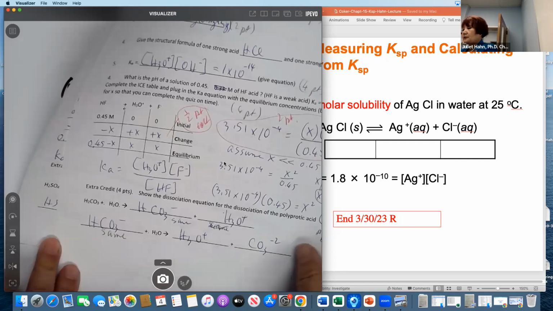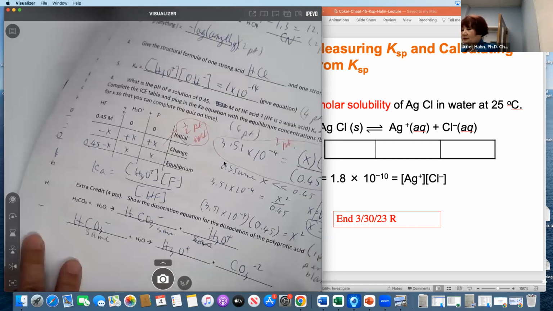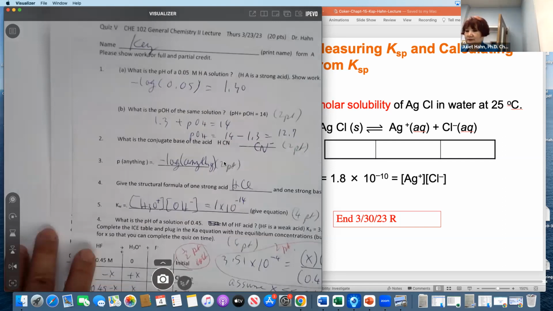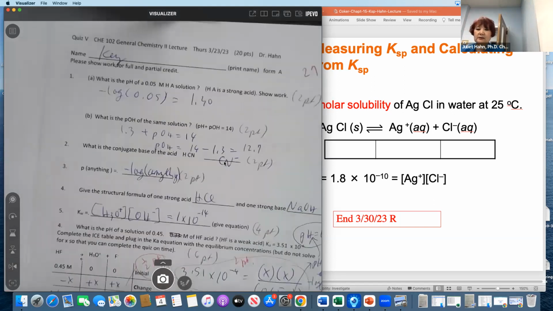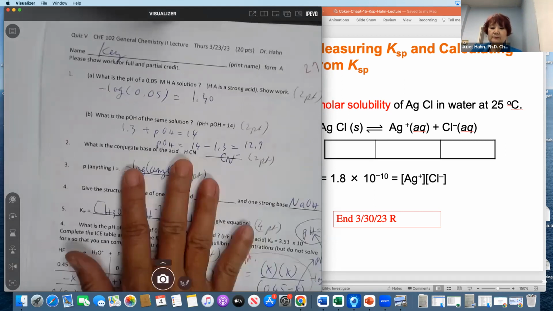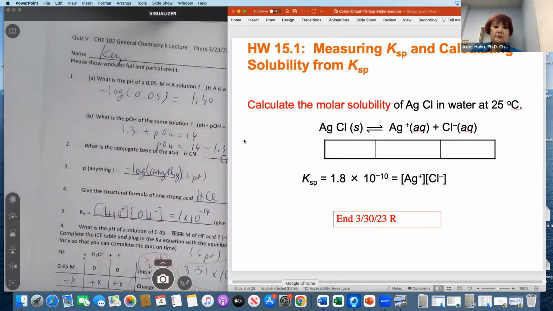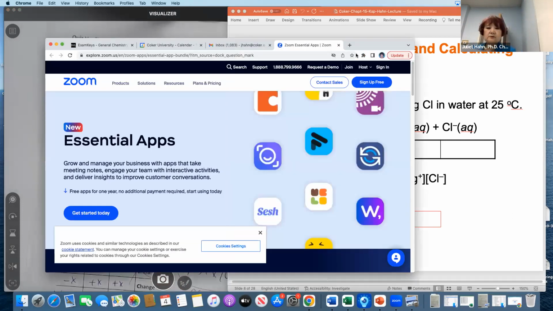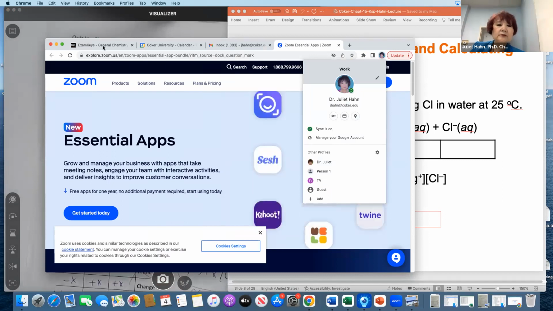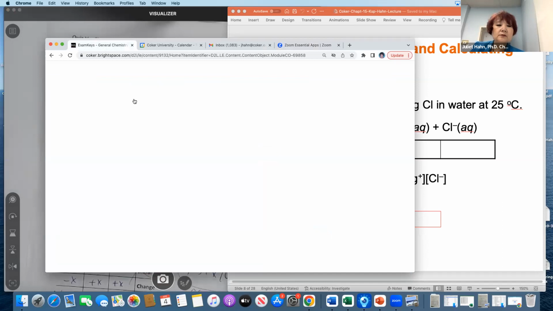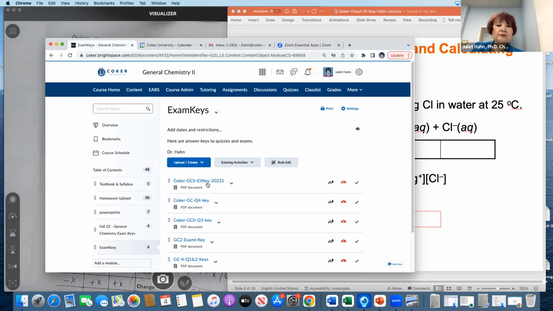Almost nobody got the extra credit correct. I didn't think it was that difficult, but that's how the cookie crumbles, I guess. So I did post the answer key to this on Brightspace. So where in Brightspace would that be? Okay, here's the Brightspace. Okay, so I posted it on exam keys.